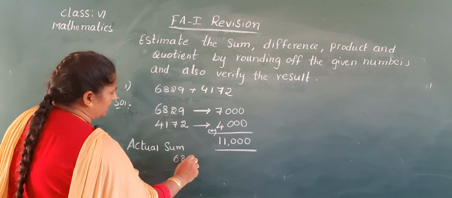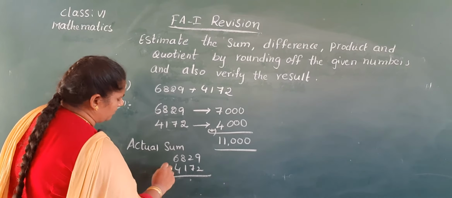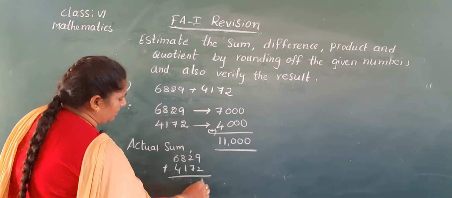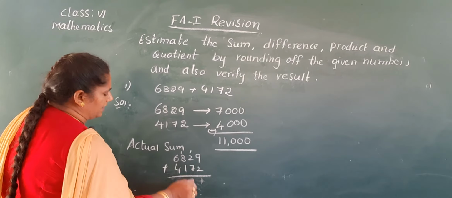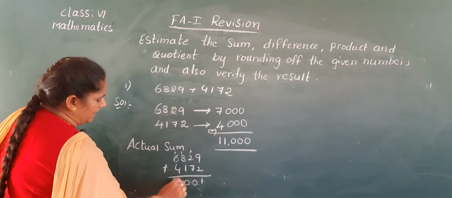So 6829, 4172. 9 plus 2, 11. 1 plus 2, 3. 3 plus 7, 10. 1 plus 8, 9. 9 plus 1, 10. And 11.